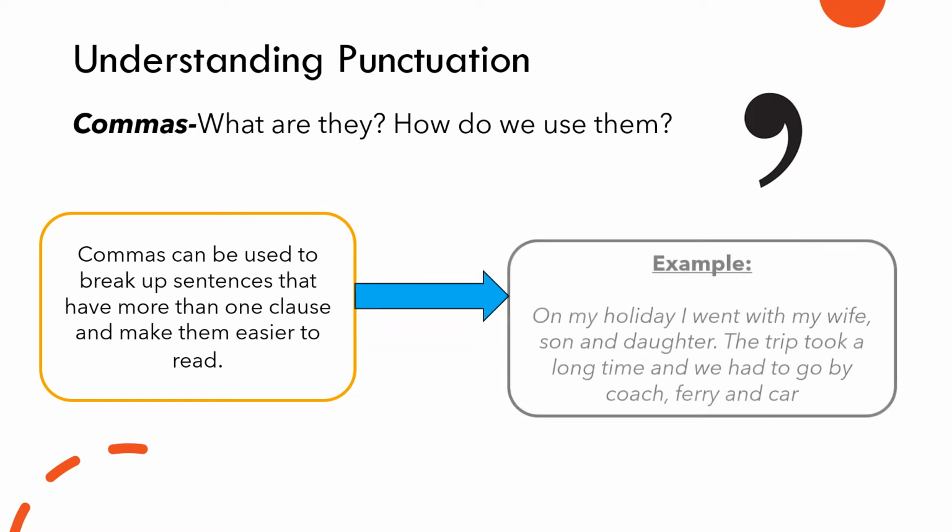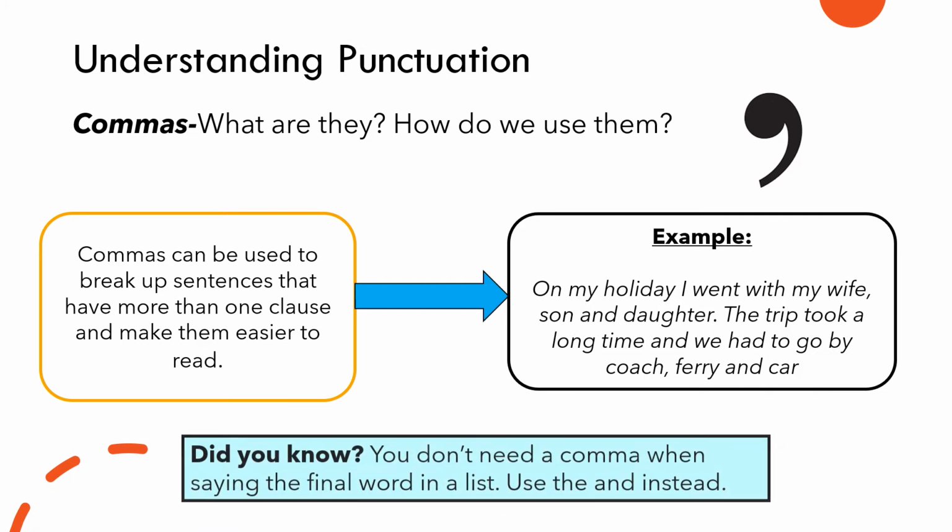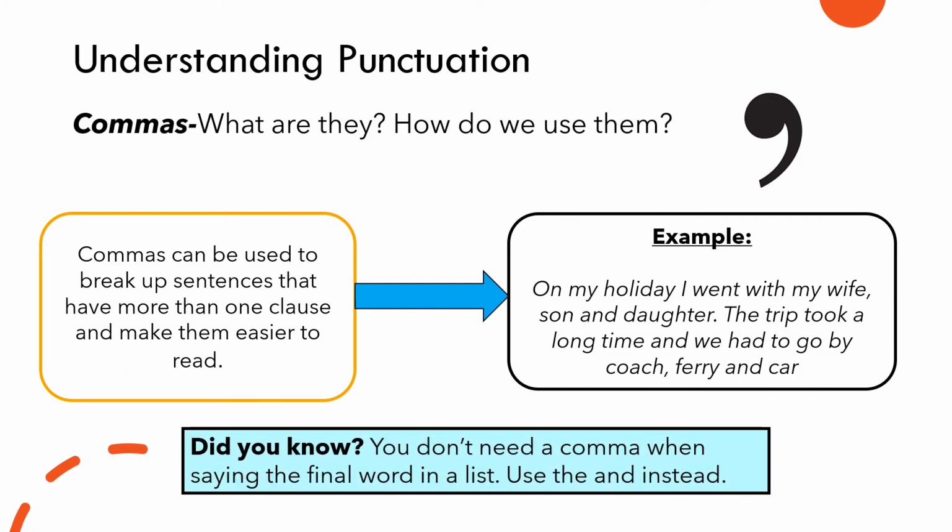Now, if we have a look at the example, hopefully it will make more sense to us. It says there, on holiday, I went with my wife, son and daughter. The trip took a long time and we had to go by coach, ferry and car. You can see there that we're using the word and at the end of the list. So after wife, we're going to have a comma, but after son, we're going to have and followed by the word daughter. We use the word and there to show that we don't need to use a comma in this case, but we use the word and instead when we're talking about the final item in the list.